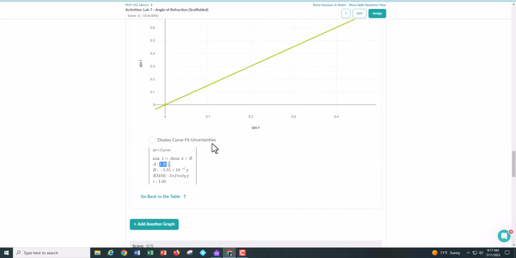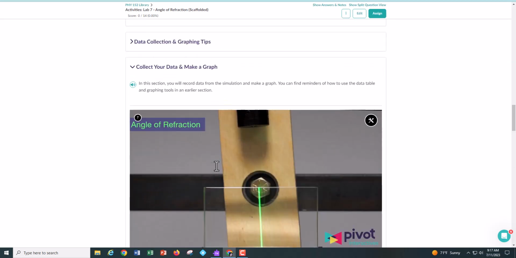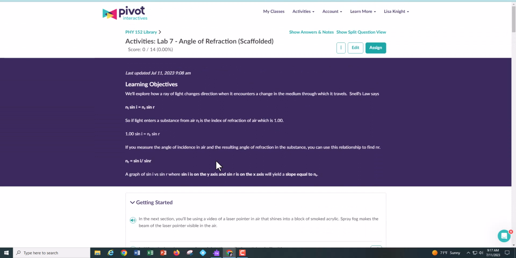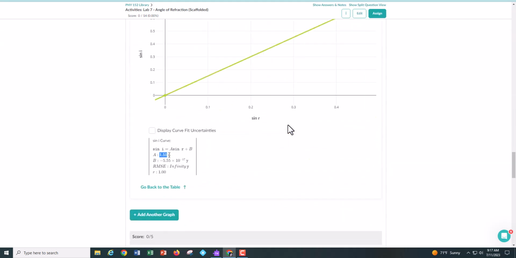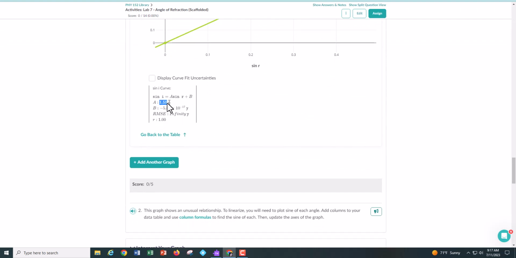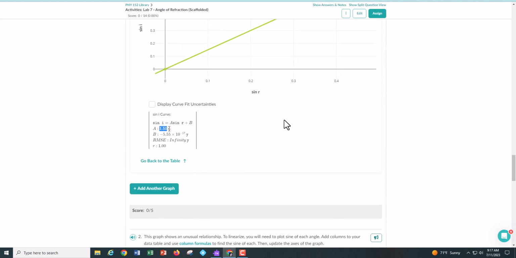And so remember that if we go back to our original formula, Snell's law is Ni sine of I equals Nr sine of R. And Ni is the index of refraction for air, which is 1, so that actually just kind of goes away because it's 1. So this really turns into sine of I equals Nr times sine of R. So when you look at that linear fit, that is the exact same equation, right? So this slope is going to be your index of refraction.